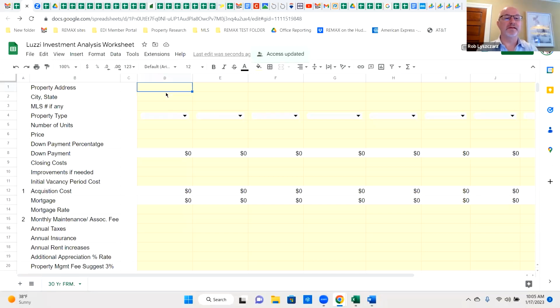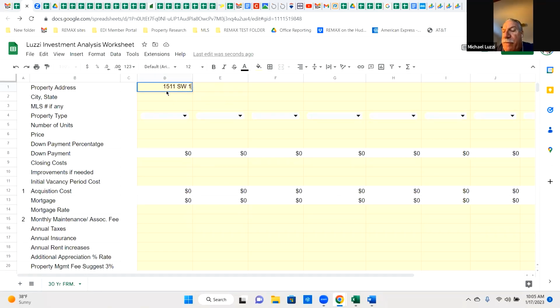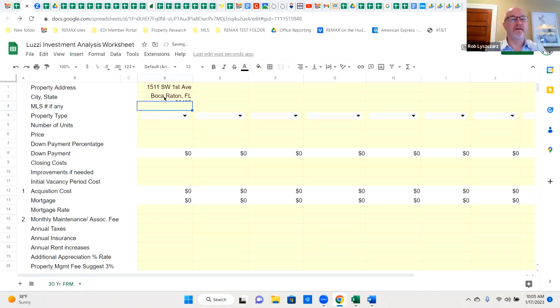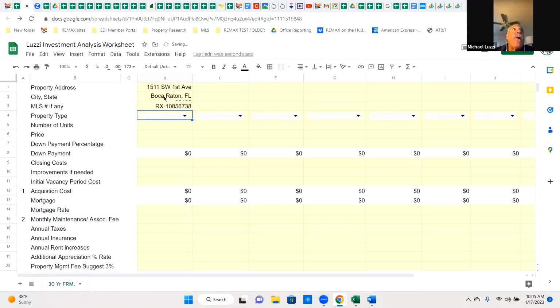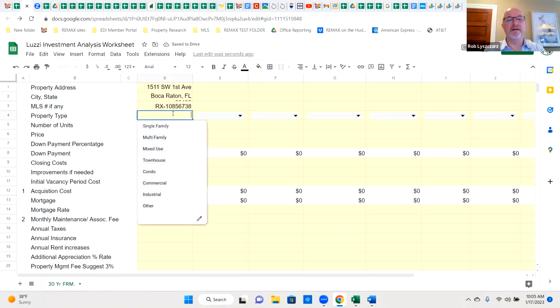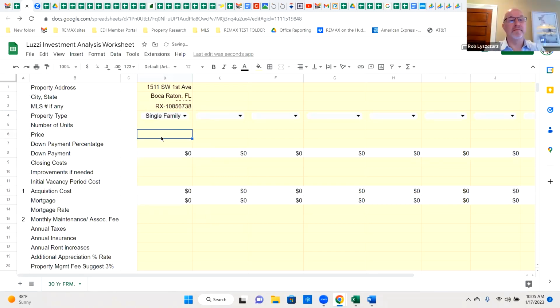The property address is 1511 Southwest First Avenue, the number 1, First Ave., Boca Raton, 33432. MLS number? MLS is RX-10856738. Okay, and what kind of property is it? Single family, single condo? Single family. The asking price, 950.